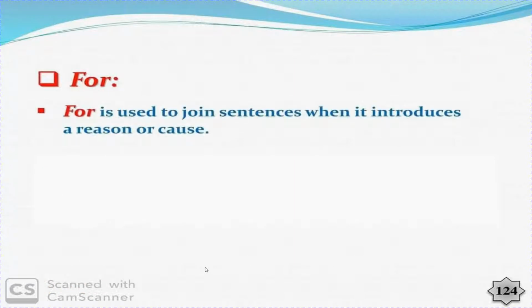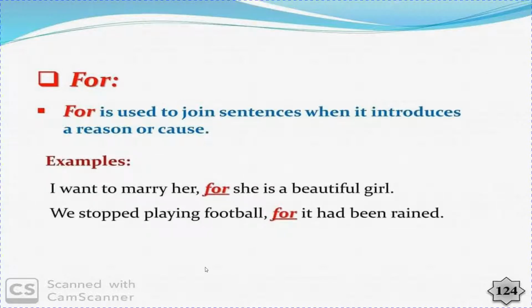First one is "for." "For" is used to join sentences when it introduces a reason or cause. Let's read the examples. I want to marry her, for she is a beautiful girl. Next one is, we stopped playing football, for it had rained.